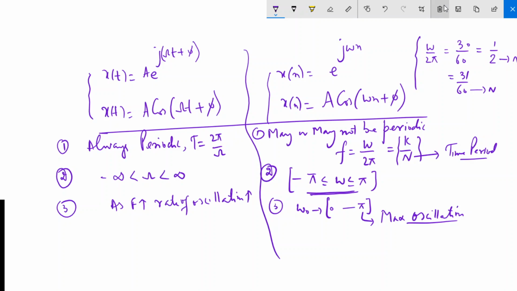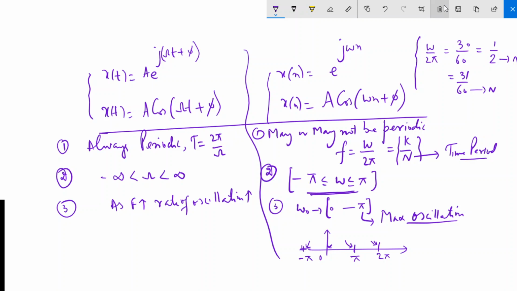So you can say in this case that the high frequency signals, the frequencies which are close to minus pi or pi, are the high frequencies. And the frequencies which are close to 0 or 2 pi are the low frequency signals. Or in general, you can say the frequencies which are close to odd multiples of pi are high frequencies, and the frequencies which are close to even multiples of pi are the low frequency signals.